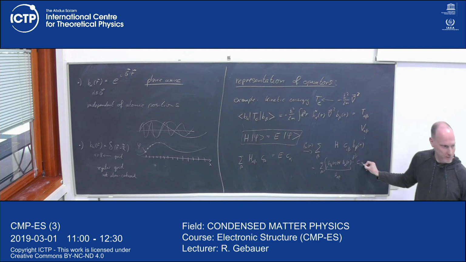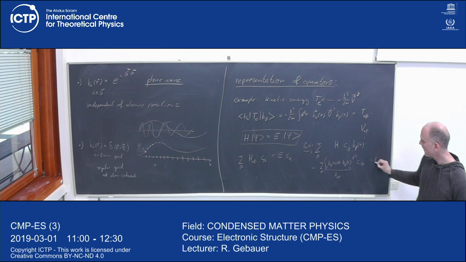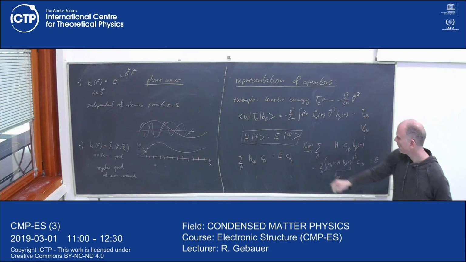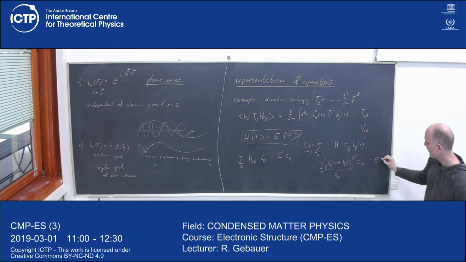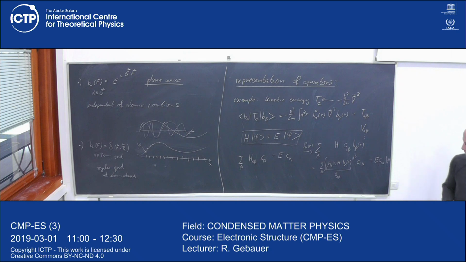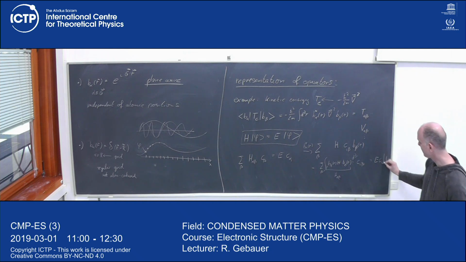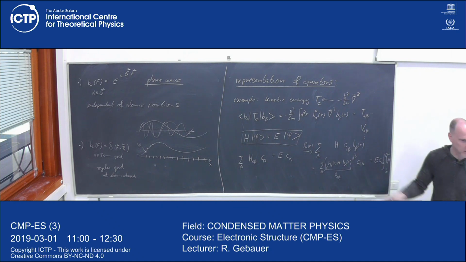So this is where it comes from. You have h times c, and then on the other side you have simply e times your wave function, e times c_i alpha b alpha. Then you multiply this also and you integrate. So here you have b alpha complex conjugate of r. Since it's normalized, this here is 1, and here you have e times c. Here you have h times c.